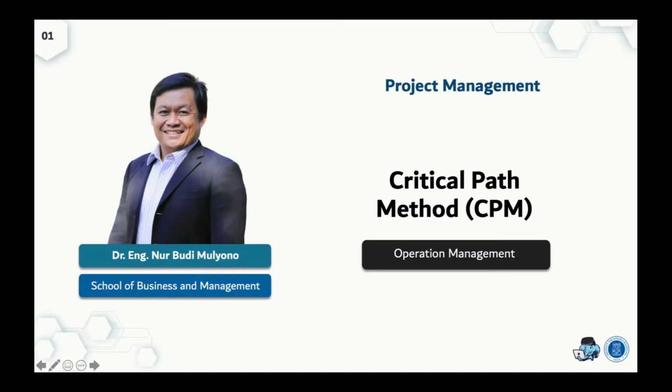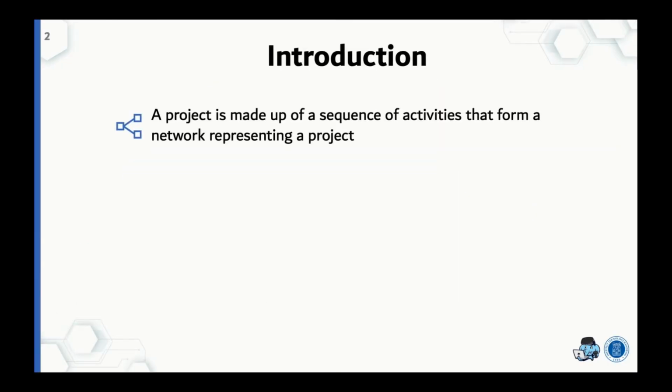The critical path method. In this video, we will discuss this method that is used for scheduling or controlling project management. In the project management life cycle, this method is commonly used in scheduling or controlling. What is the critical path method? As we know, a project consists of a sequence of activities that form a network. We should highlight that this sequence of activities should form a network representing the whole project.